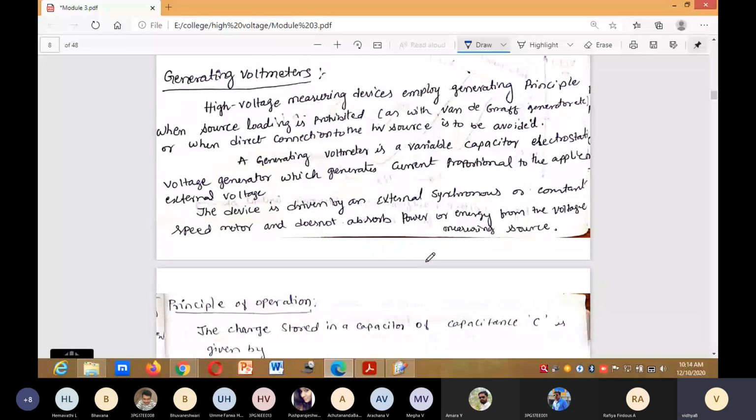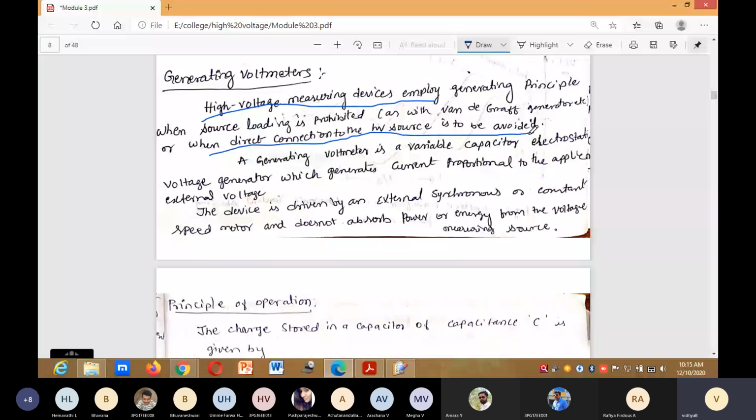Next, we shall go for the generating voltmeters. High voltage measuring devices employ the generating principle when source loading is prohibited, when direct connection to the high voltage source is to be avoided. Like the Van de Graaff generator, that will produce a high voltage.